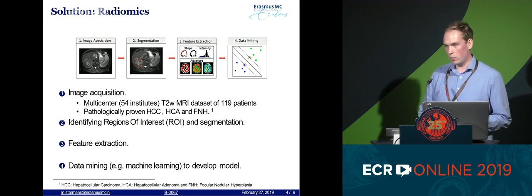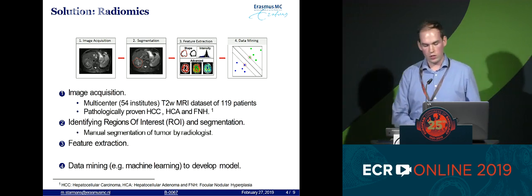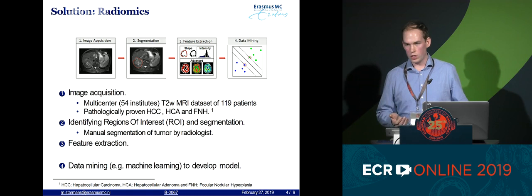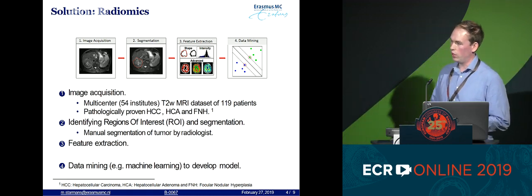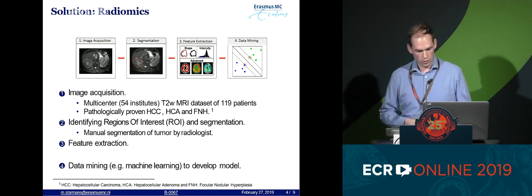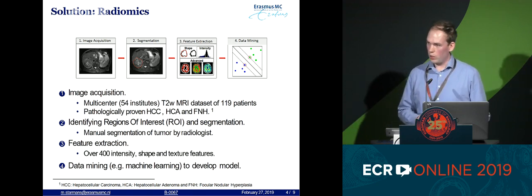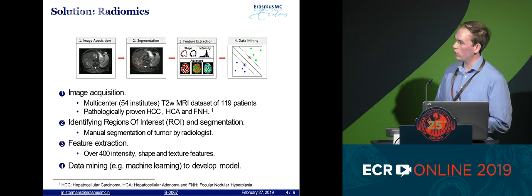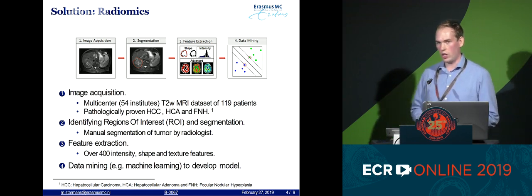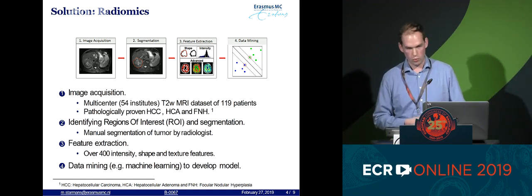Using this data set, we go to the second step, the segmentation. In this case, a radiologist manually annotated each tumor on the MRIs. Using these regions of interest, we extracted features. We extracted over 400 of these characteristics describing the intensity, shape, and texture of these tumors.